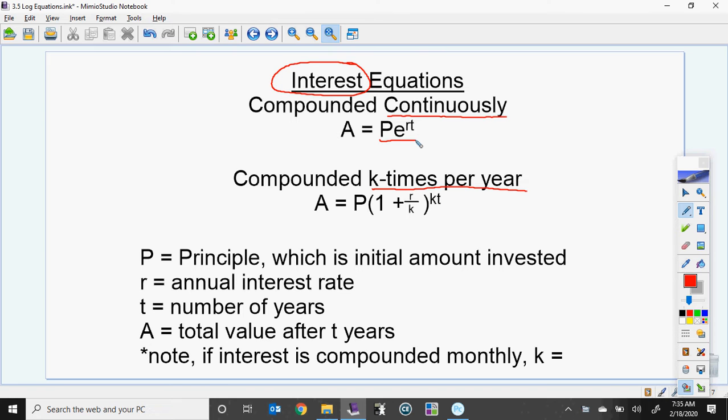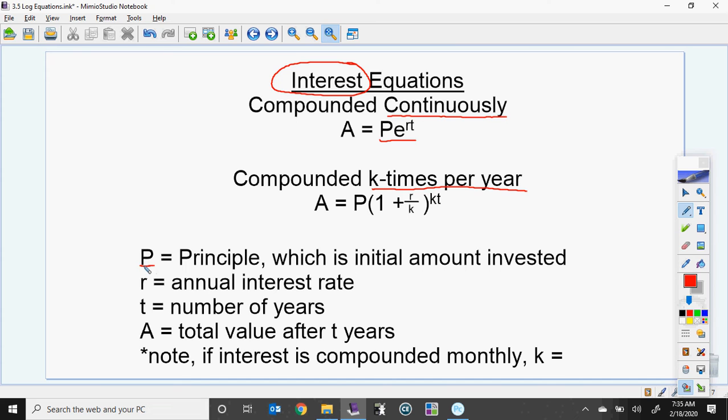So K is going to be some number. It might say compounded 5 times per year or 3 times per year. Well, that tells me what K is. We have a bunch of letters here, but we're going to know almost all of them in our problem. So let's talk about what each one means.